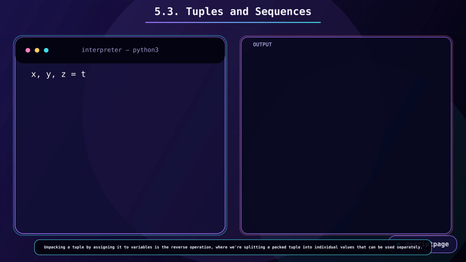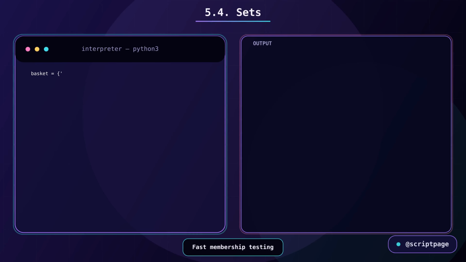Unpacking a tuple by assigning it to variables is the reverse operation, where we're splitting a packed tuple into individual values that can be used separately. Fast membership testing.